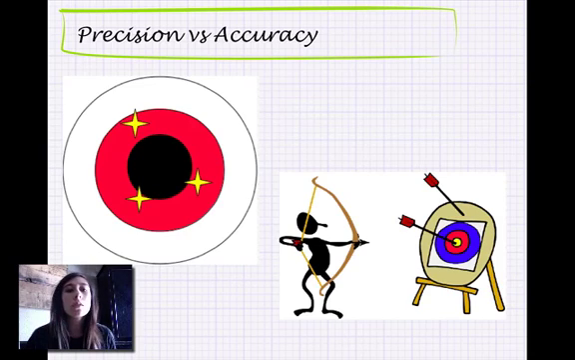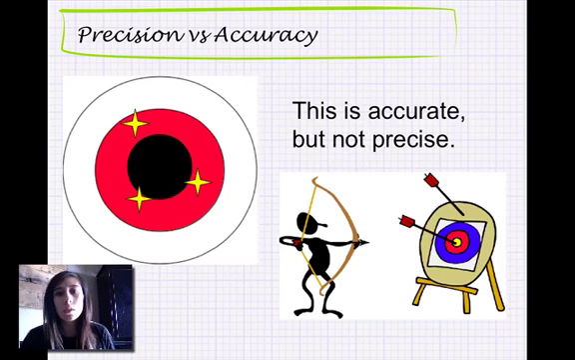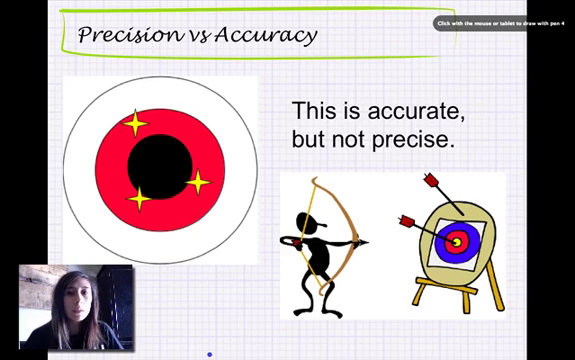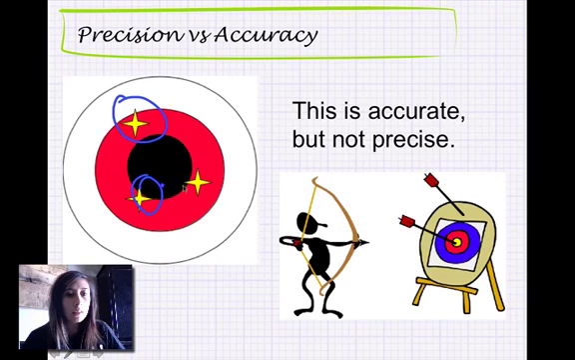Here's our next target. In this case, we've launched our 3 arrows, and we've gotten in the red area. Here we are quite accurate, but not necessarily precise. We've got 3 arrows that have hit in different areas, but not quite in the same spot. So we are accurate, but not precise.